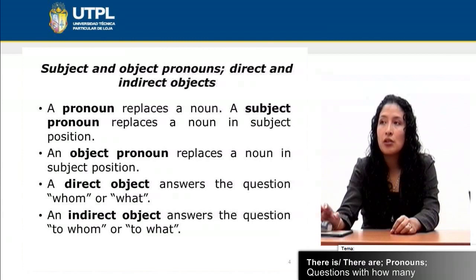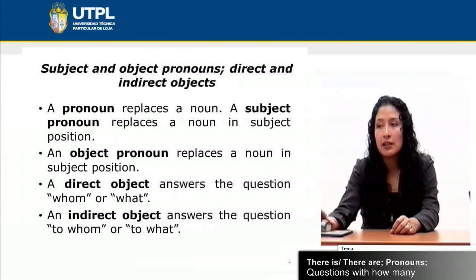Regarding subject and object pronouns, direct and indirect objects, I would like you to please analyze the following situation. A pronoun replaces a noun. I think all of you must know this. A subject pronoun replaces a noun which is in subject position. An object pronoun is the one that replaces a noun in object position, while a direct object is the one that answers the question whom or what. So it needs the name of a person or what, which is the action or something that happened.